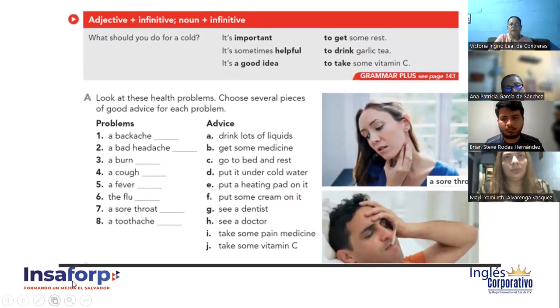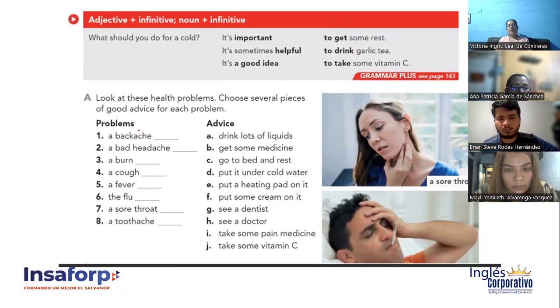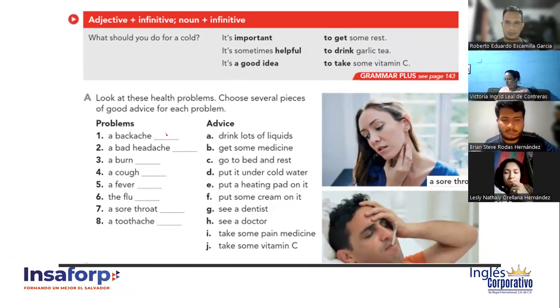So let's put it into practice. Look at these health problems. Choose several pieces of good advice for each problem. For example, the problem is a backache. What is the piece of advice? Maybe I take some pain medicine, letter I.